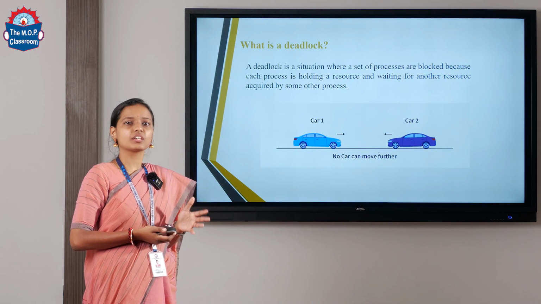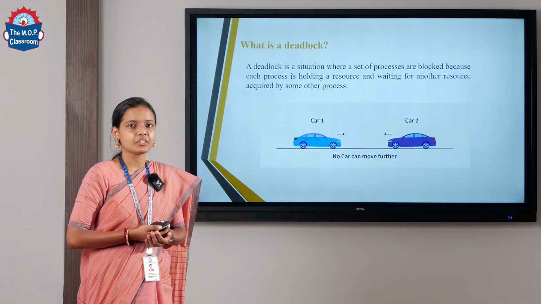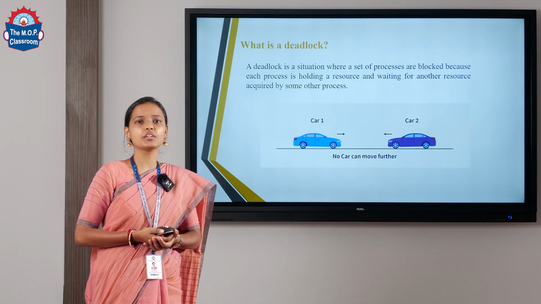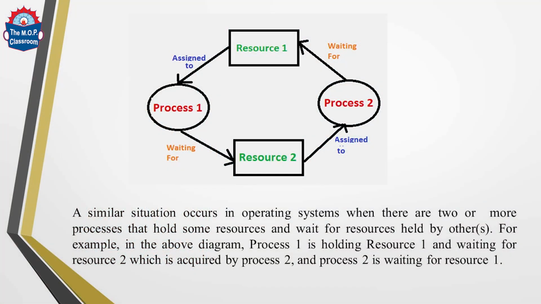A similar situation arises in our system as well. So here the road is going to be the resource and car 1 and car 2 are going to be the two different processes. So let's consider the definition of a deadlock again.